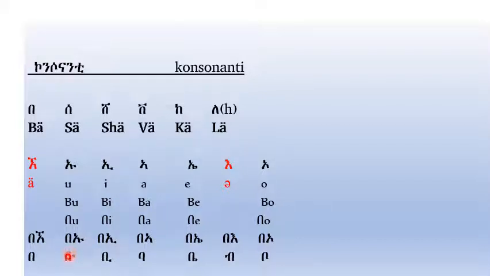Okay, so because this is O, this is our bu. U, bu. I, bi. A, ba. E, be. O, bo. Focus on the 5 ones. Bu, bi, ba, be, bo. The first consonant is very easy. Let's see now all of them, all the consonants we have learned.